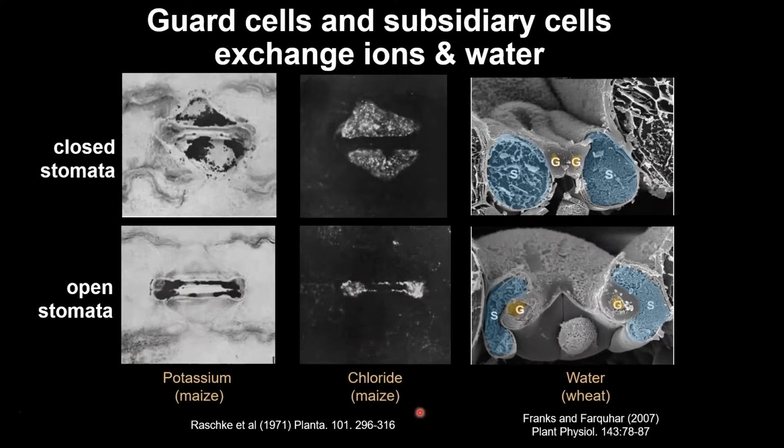What was noticed many, many years ago is that the subsidiary cells seem to exchange ions and water with the guard cells. So in the upper panels, the stomata are closed, and here you can see the subsidiary cells are full of potassium, the subsidiary cells are full of chloride, or here the subsidiary cells are full of water, shown here, whereas the guard cells are now flaccid. Okay, so even though we have observed for many years that these subsidiary cells and guard cells exchange ions and water, the exact mechanism of how this occurs has been a little bit mysterious.